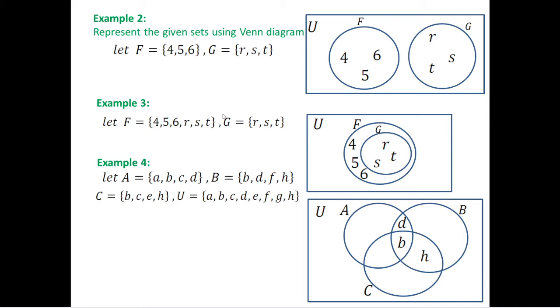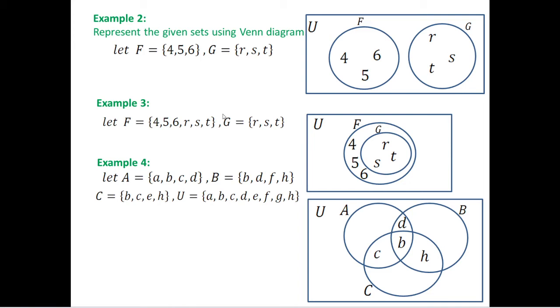Since we already wrote B, now we just write the element H, which is the common element of set B and set C. And lastly, for sets A and C, the common elements are B and C. Since we already wrote the B in the middle, we just write the C. So those are their intersections.